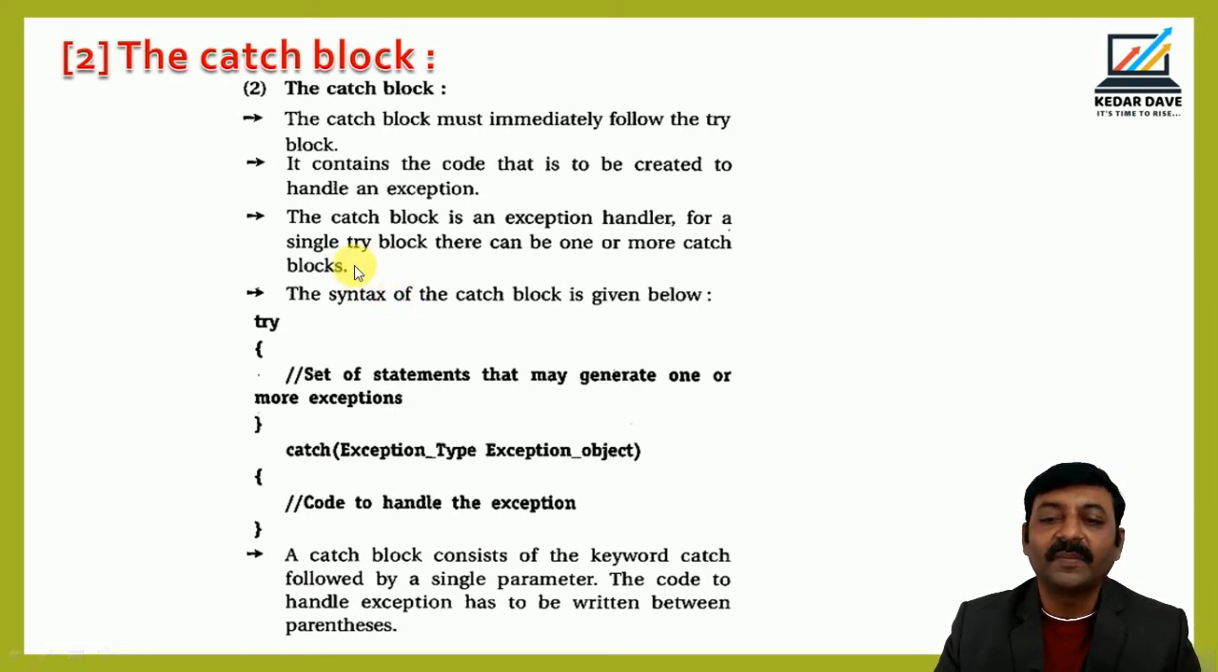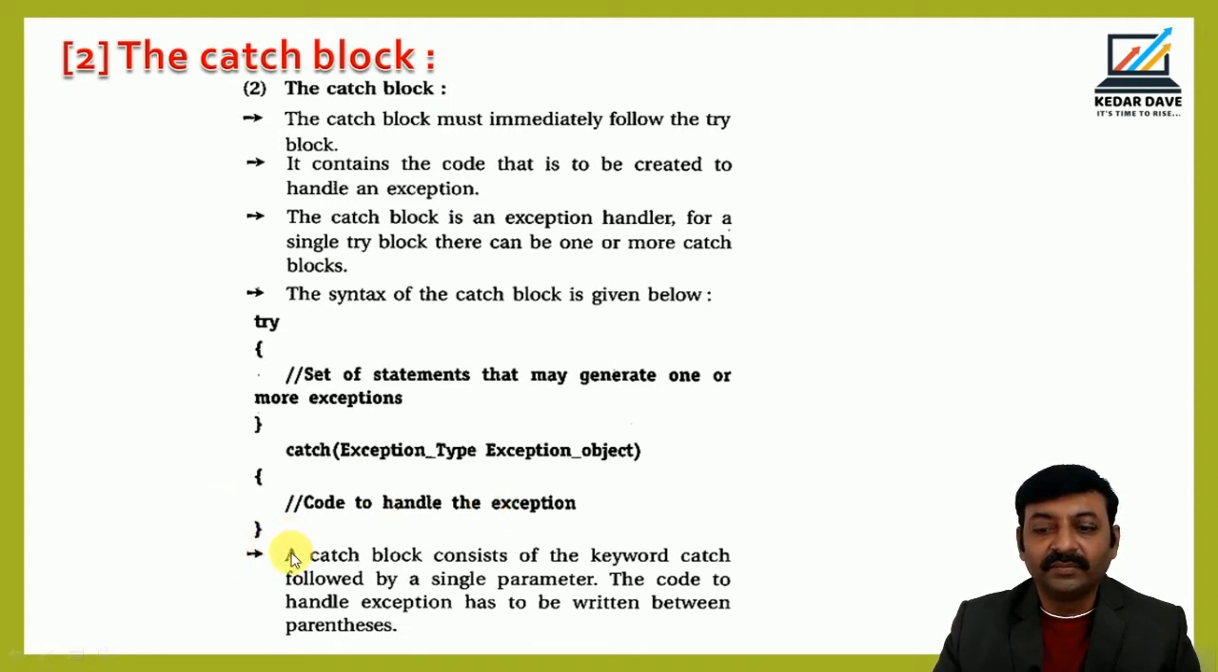What is your Java program? And if you want to catch with one or more blocks, the syntax of the catch block is given on this screen. So this is where the try block starts. After that, a curly bracket and a set of statements that may generate one or more exceptions, and then write a catch block. Write the catch keyword and add the exception type or exception object, and then add code to handle that exception. Whichever code you have to handle, you write in this block, and then close this catch block.